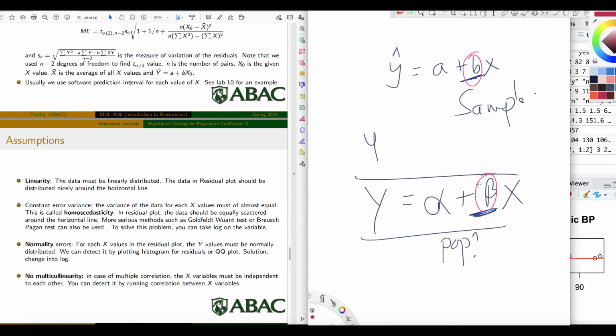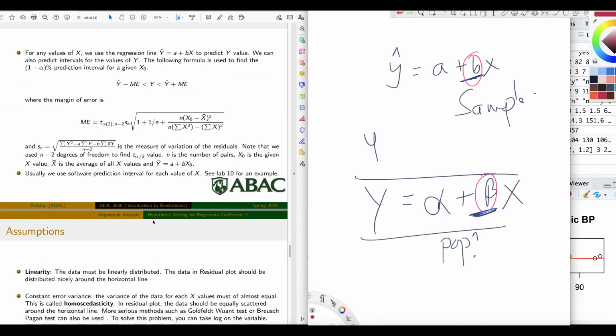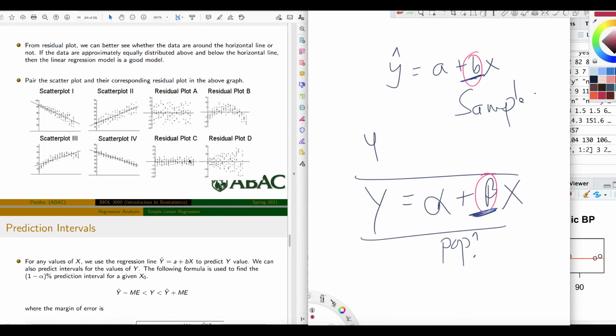All right, first of all, let us talk about the assumptions. What are the assumptions required for the hypothesis testing for the regression coefficient? Number one is linearity. Linearity means the data must be linearly distributed. So X data and Y data must be linearly distributed. The data in the residual plot should be distributed nicely around the horizontal line. You see that? Linearly distributed.